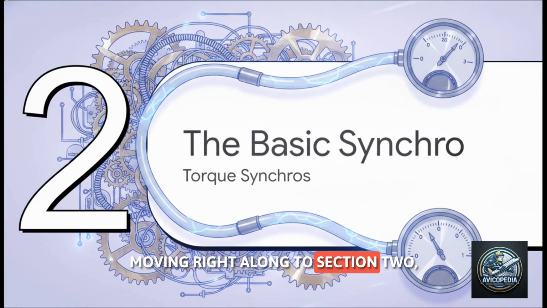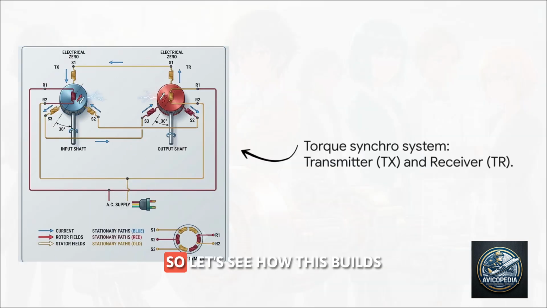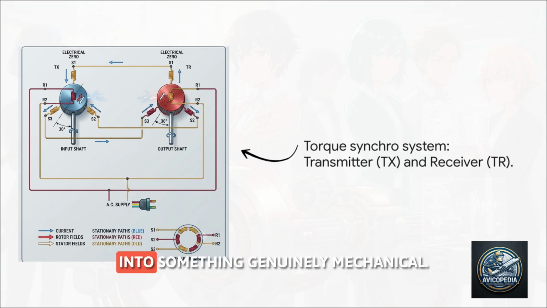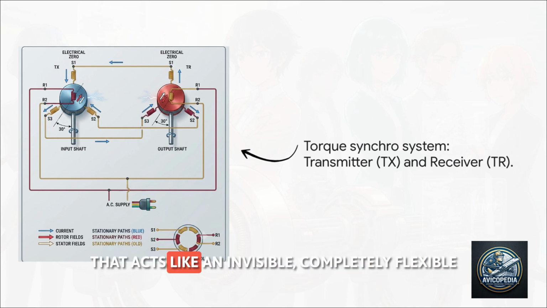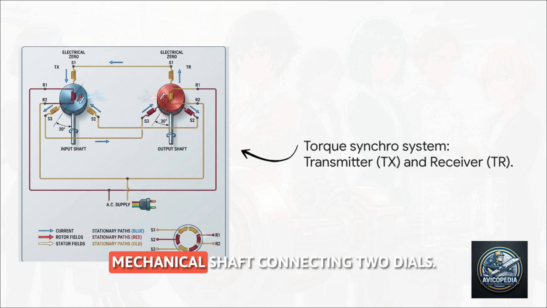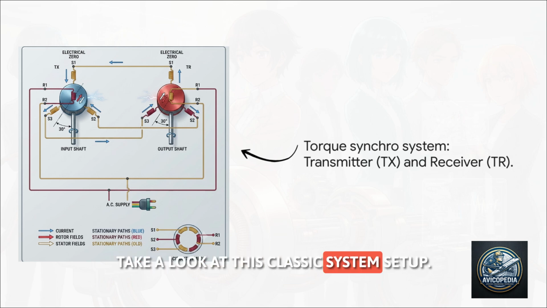Moving right along to Section 2, the basic synchro, or torque, copying movement over distances. So, let's see how this builds into something genuinely mechanical. Think of a torque synchro as basically a rotating transformer that acts like an invisible, completely flexible mechanical shaft connecting two dials. Take a look at this classic system setup.